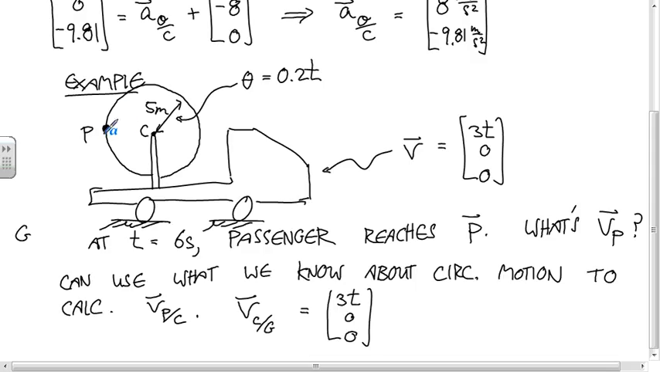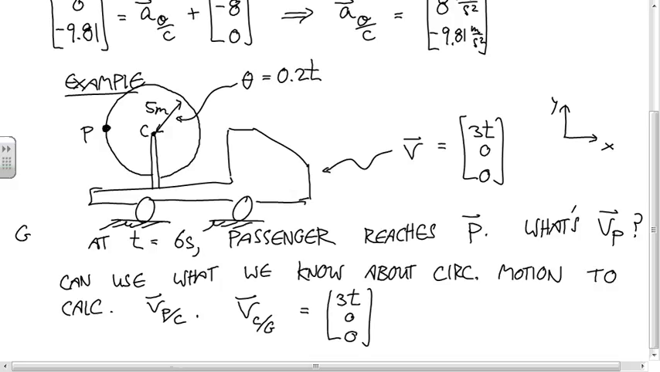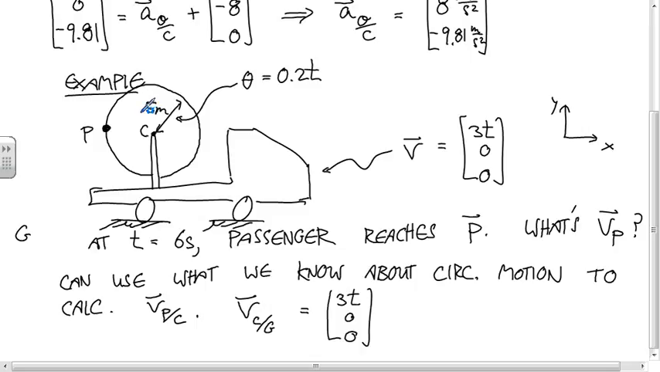And at this location, what's the R vector? Yeah, it's in the negative X direction. So, yep, R is equal to, right over here, -500. The radius is 5.